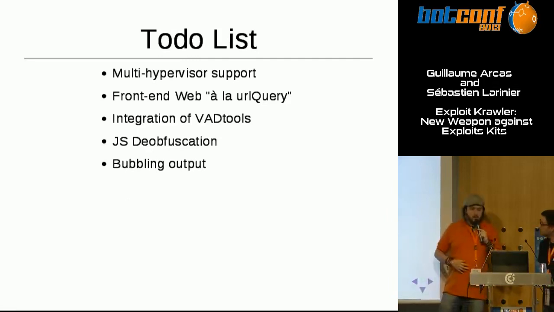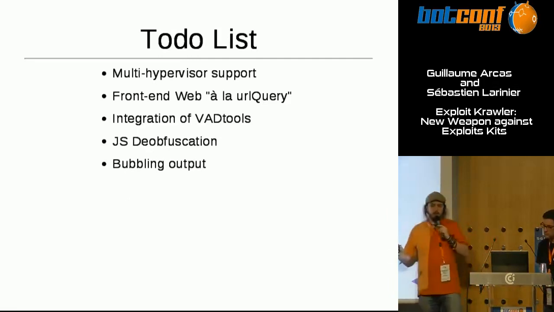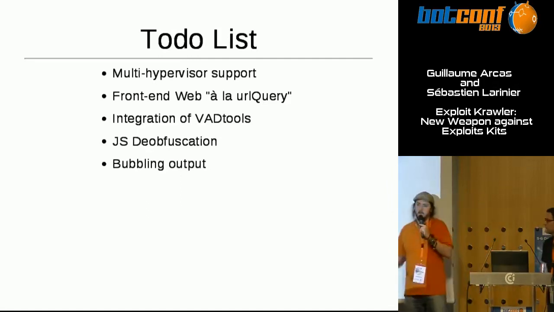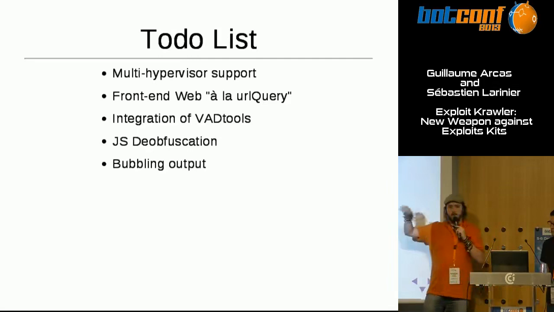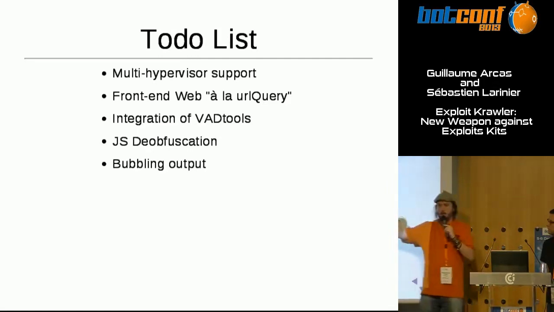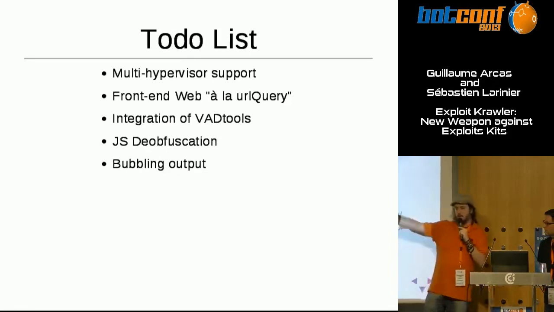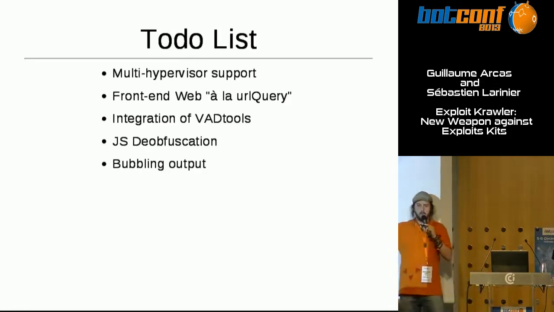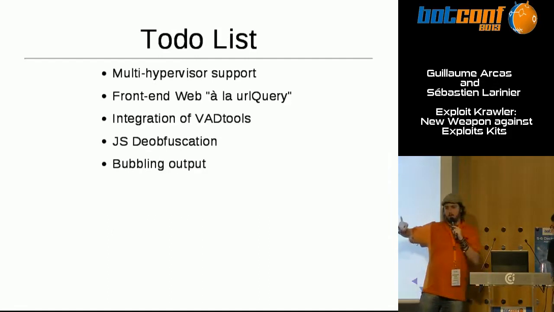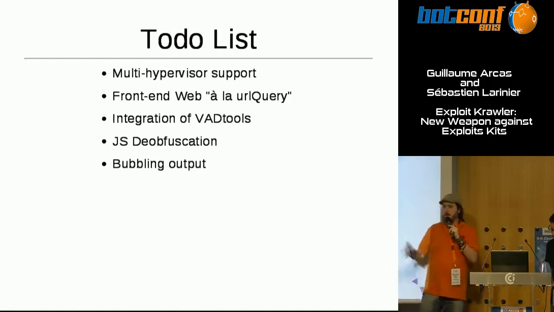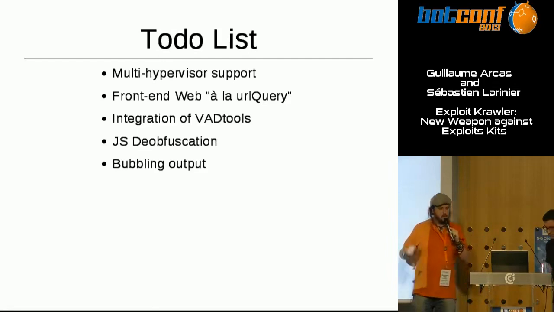The second part is a front-end web, like a URL query, to describe your scenario. If you want to test a trending topic on Twitter, or make a search on Facebook, or use Google Docs in a typical workflow, in the future it's really possible.